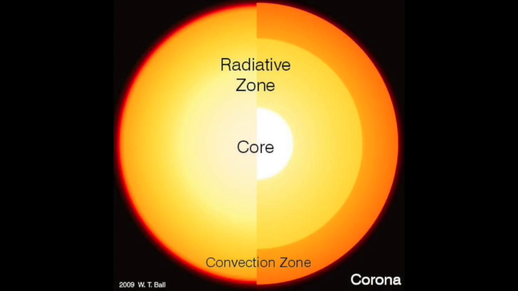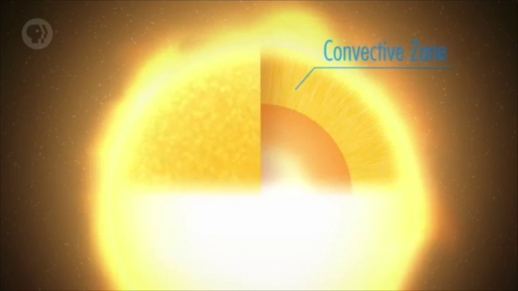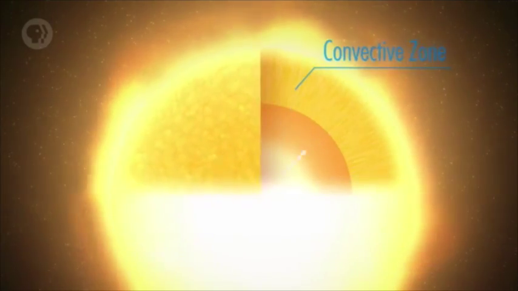The radiation zone makes up 85% of the Sun's radius. Above the radiation zone and just below the Sun's surface is the convection zone. The convection zone is nicknamed the boiling zone because of the rolling motion of the material within the Sun, similar to a pot of boiling water.